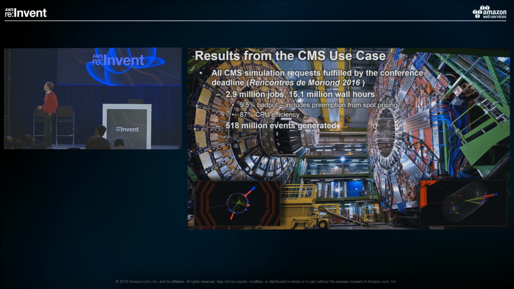I said we ran about 3 million jobs for a total of 15 million hours. And the throughput, or what we call the goodput, which includes the preemption, was maybe less than 10%. So less than 10% of our total computation was affected by the preemption, which again was due to all the studies we had done on the bidding strategies, et cetera.